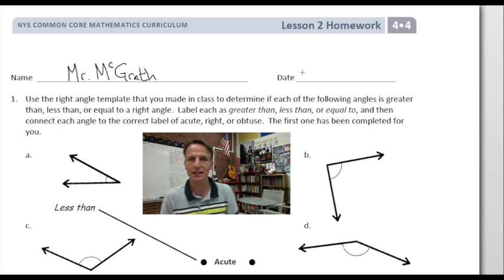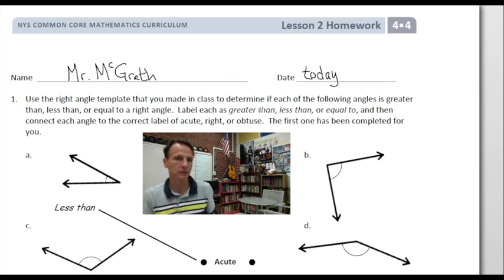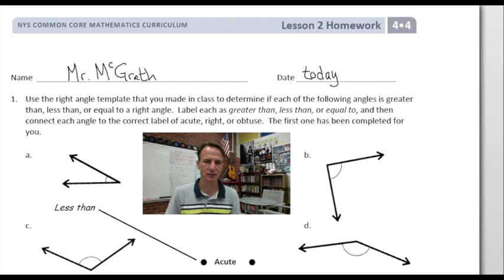And then for today's date, I will write today, and you write the actual date where and when you are in this world. And so you see I've added something onto the page. That's what I was doing. I have this little triangle square because you're supposed to use the right angle template you made in class.